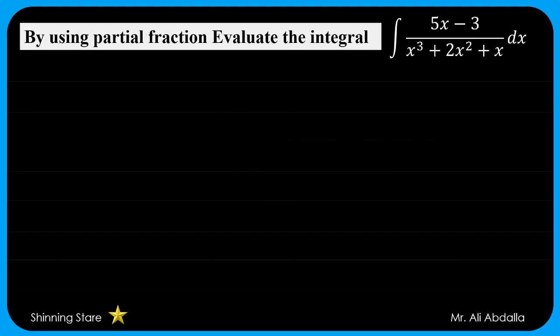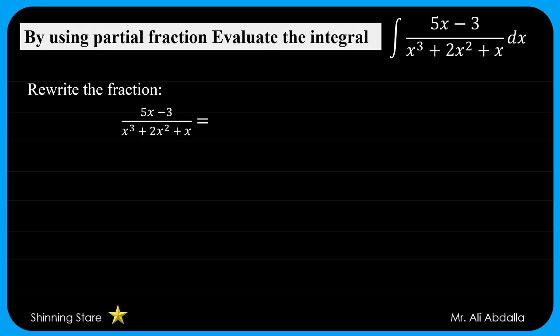Another example. By using partial fraction, evaluate the integral of 5x minus 3 divided by x to power 3 plus 2x to power 2 plus x with respect to x. Rewrite the fraction (5x minus 3) over (x to power 3 plus 2x to power 2 plus x). Here we need to use partial fraction to evaluate this integration. Then we need to factor the denominator.